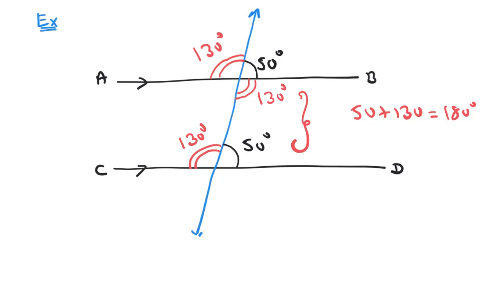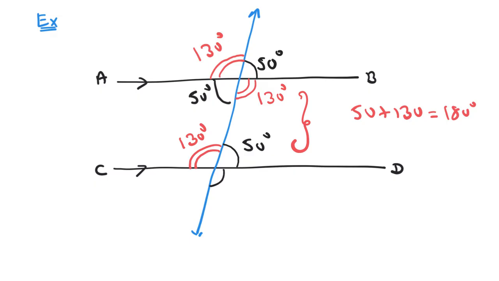Fine. If this is 50 degrees, tell me what will this angle be? It will be 50 degrees. Why? Because they are alternate interior angles. Okay. If this is 130 degrees, tell me what will this angle be? It will be 130 degrees.